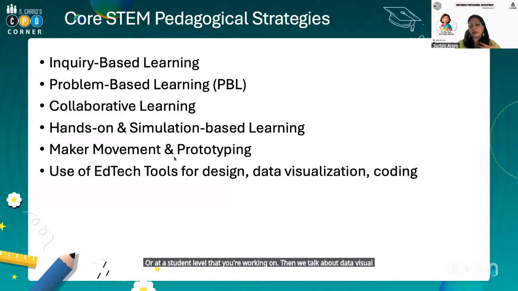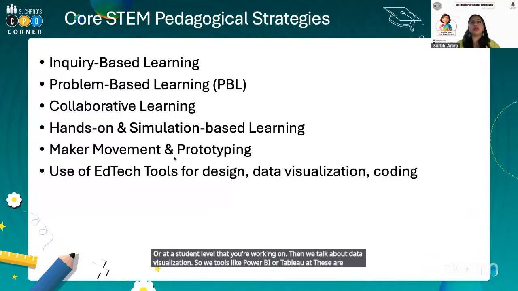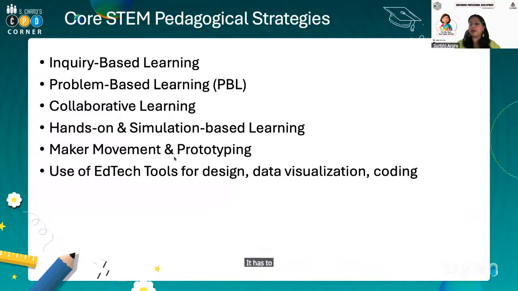Tools like Power BI or Tableau are more efficient if you start using them at grade 9 onwards. It has to be very strong training if you're doing it from grade 6 onwards. So these tools can be useful.